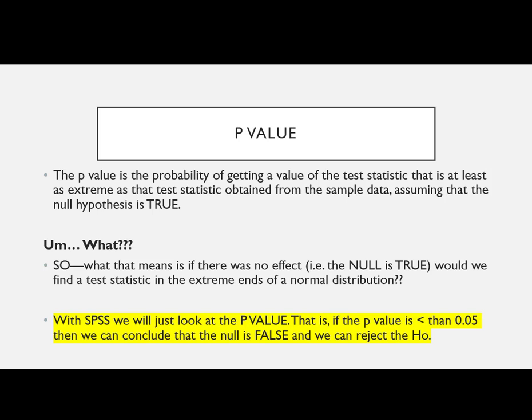We know that the extremes constitute 0.05. Either we have 2.5% in one tail plus 2.5% in the other tail for a two-tail test, or we put all 5% in the right tail or all 5% in the left tail. Therefore, if the p-value is less than 0.05, then we know it's in the extreme tails, and we can conclude that the null is false. Therefore, we can reject the null hypothesis. I'll show you what that looks like.